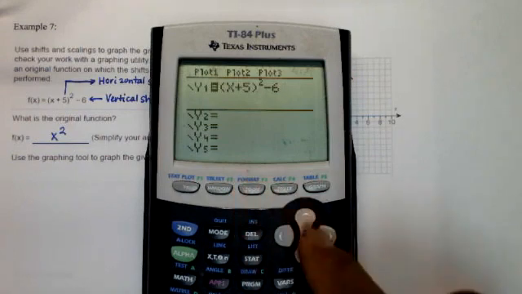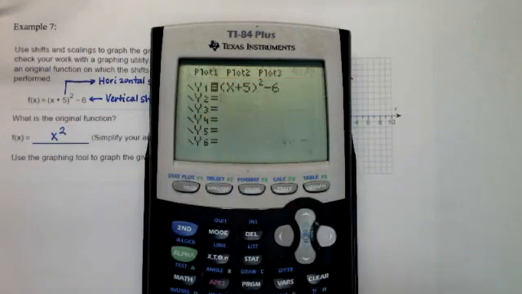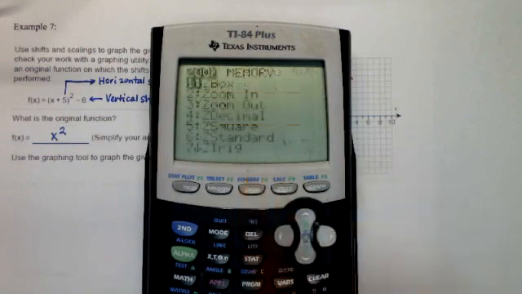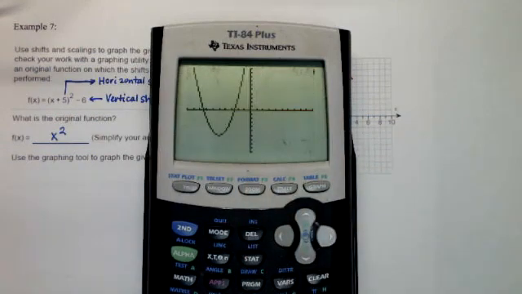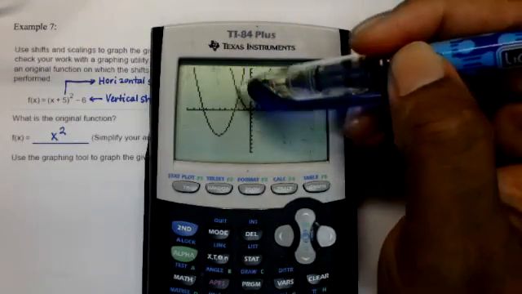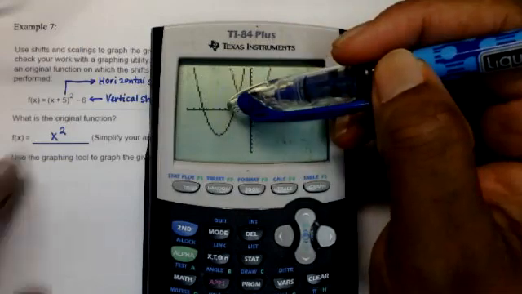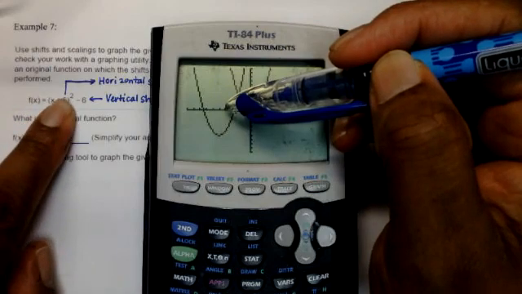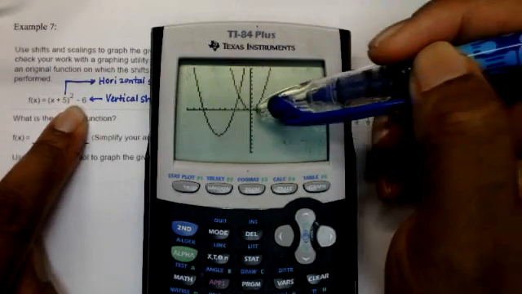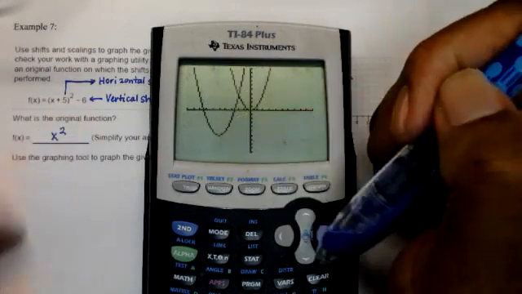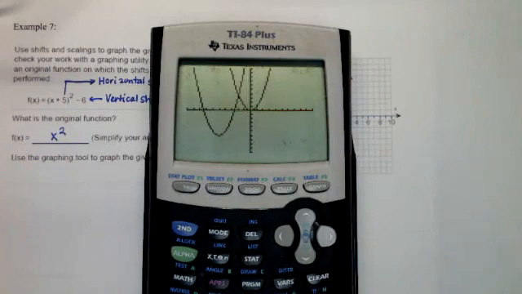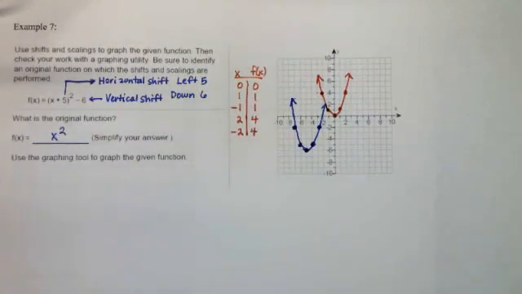Now I'm going to also put in y2, x squared. Press the X, T, theta key for the x, and then square it. And then do zoom 6. Now this is the original graph, the original function f of x equal to x squared. But this is the one where we got f of (x plus 5) quantity squared minus 6. Here's the graph where we shifted to the left 5 and down 6. Okay, let's look at another example.